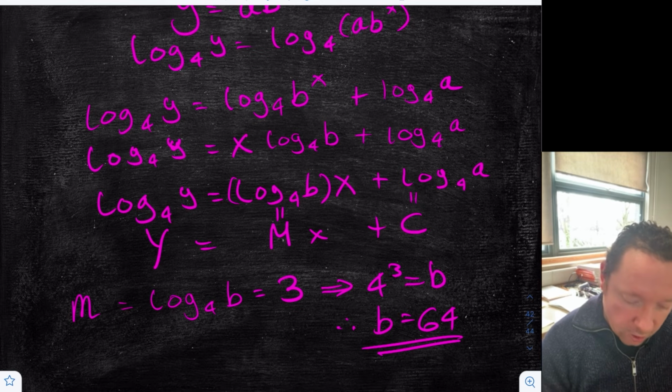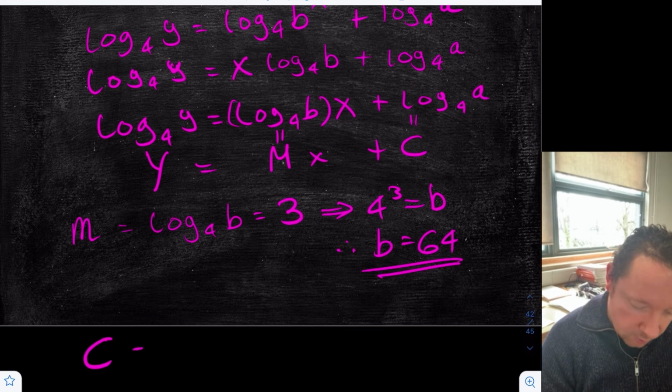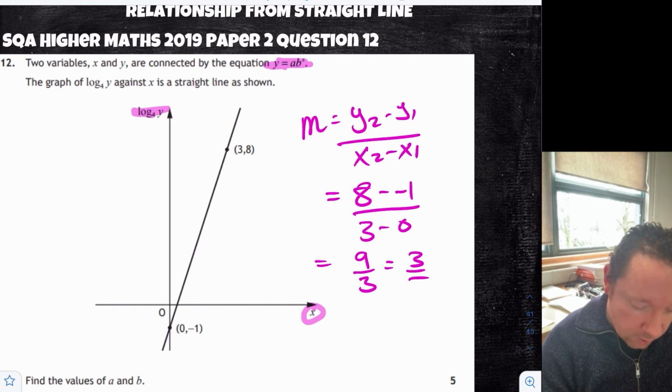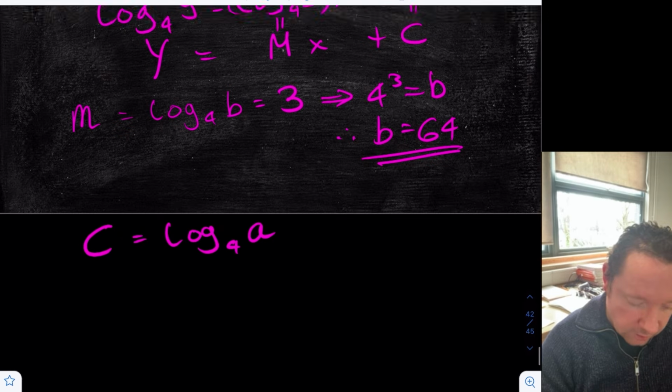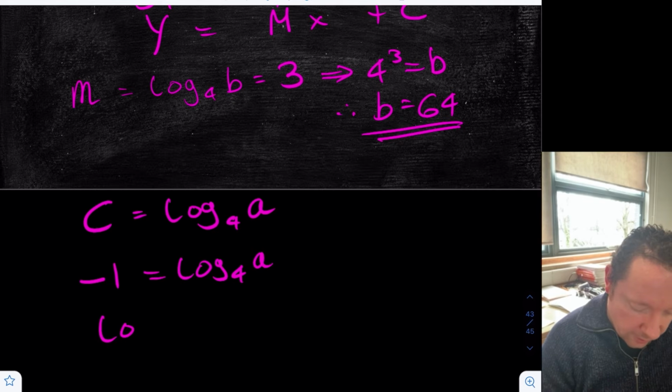Now let's try our c. From the work we've just done, our c is equal to log base 4 of a. c is where it cuts the y-axis. We know it cuts the y-axis at 0, minus 1, so c is minus 1. So we can just straight away say that minus 1 is equal to log base 4 of a, or if you prefer, log base 4 a equals minus 1.